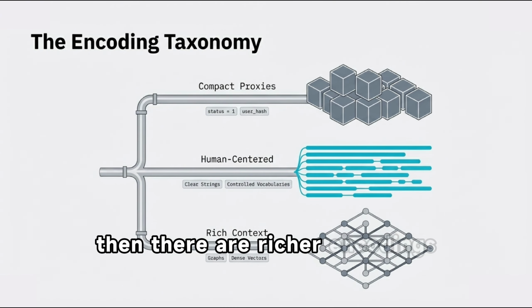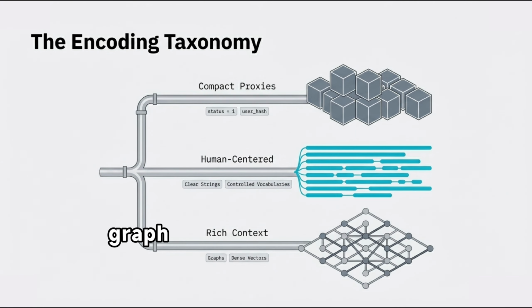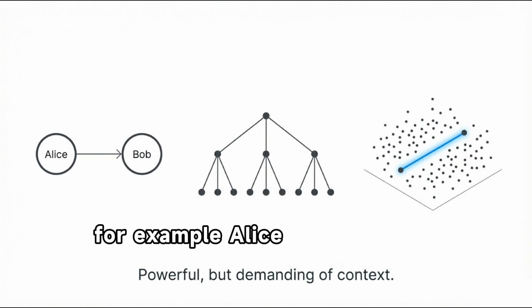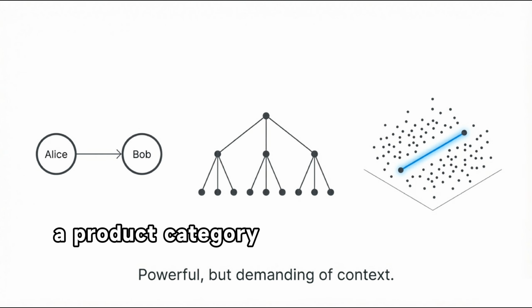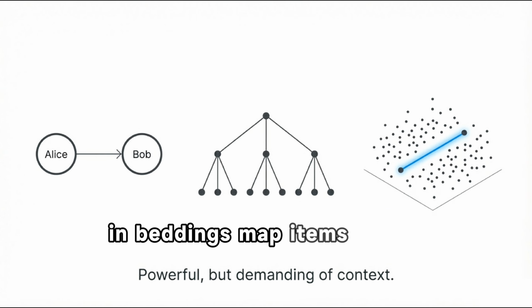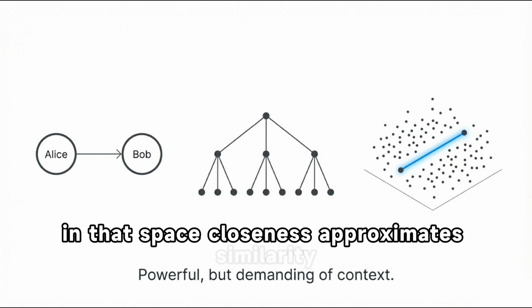Then there are richer encodings. Graphs, ontologies, and embeddings. Graph encodings let you state relationships directly. For example, Alice manages Bob becomes a link. Ontologies add layers of typed meaning. A product category can become a node with parents and attributes. Embeddings map items into a continuous space. In that space, closeness approximates similarity.